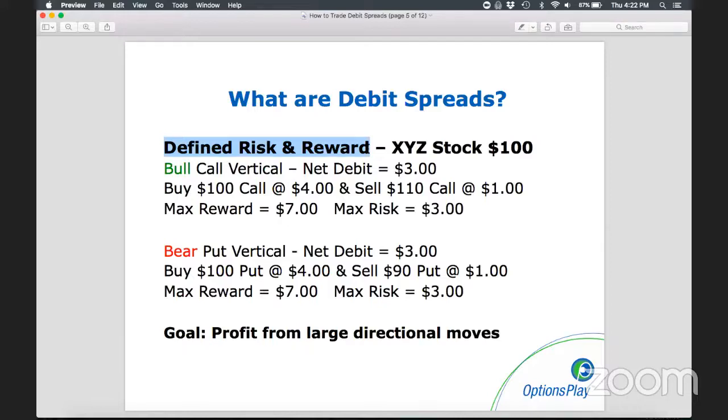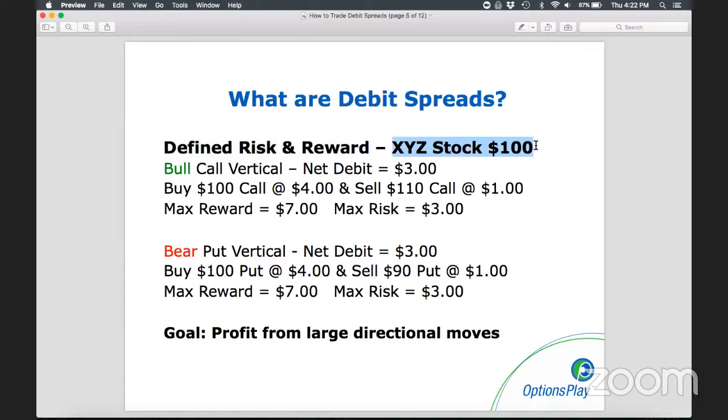So nothing comes as a surprise, which makes the management of debit spreads and credit spreads, in my opinion, a little easier. But debit spreads are even easier to manage from a risk perspective. We'll get into a little of that a bit later. But I just want to talk a little bit about why debit spreads make my life a lot easier when it comes to trading. So I'm going to use a fictitious stock, XYZ, trading at $100.